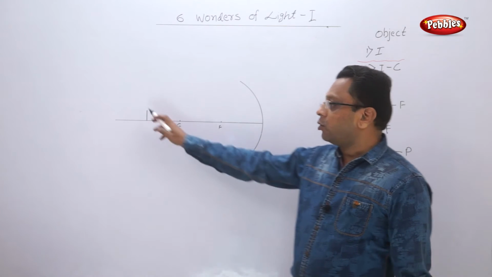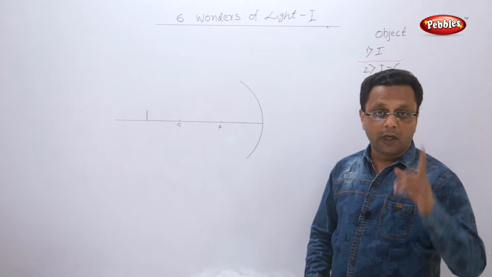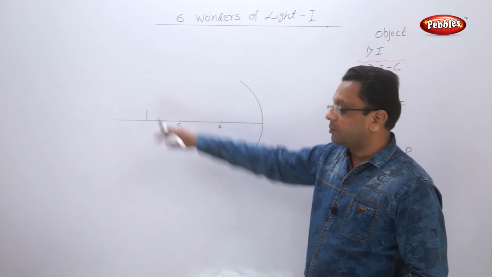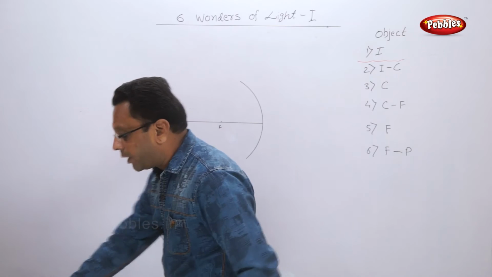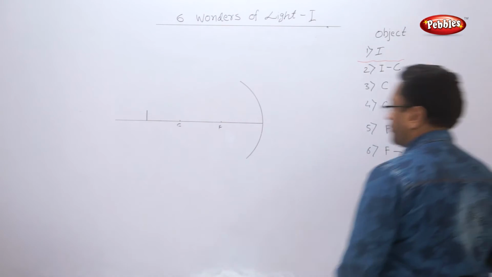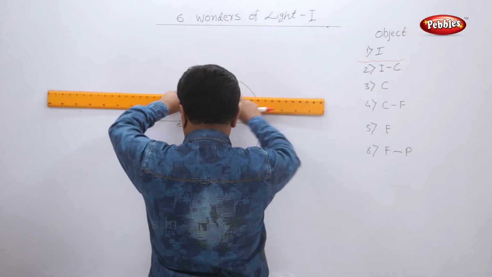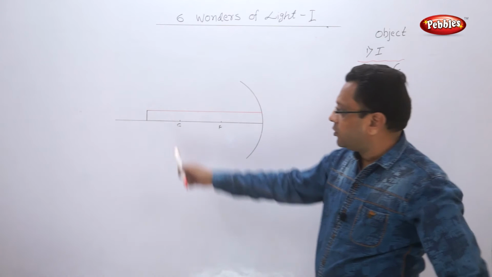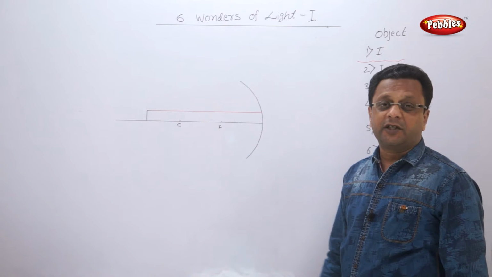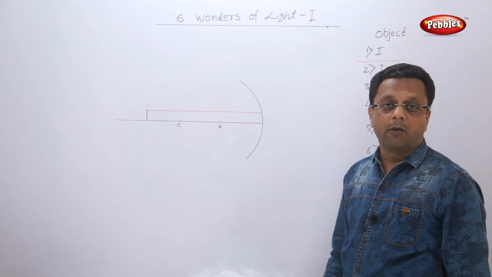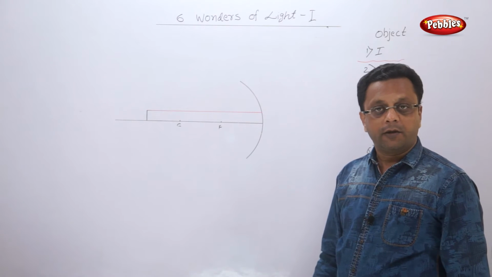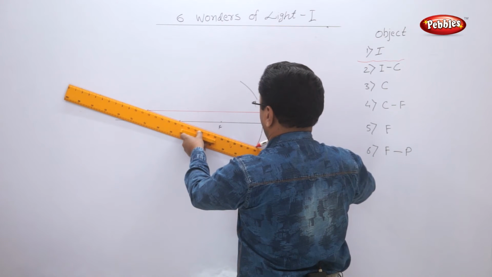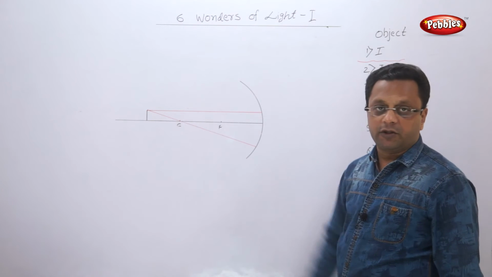As I told you, do not draw arrows first. Now we have to draw two rays. One ray will always be parallel to the principal axis. So one ray I am drawing parallel to the principal axis. And another ray will pass through C. When it is passing through C, it will just rebound, it will just reflect. This ray is passing through C.